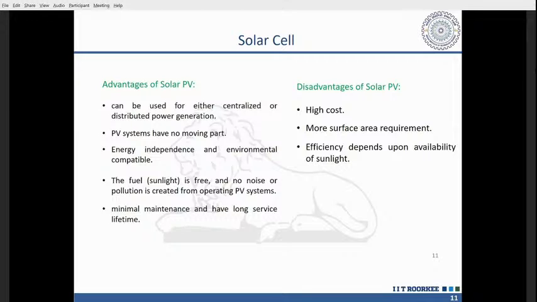It is very amazing. See, these solar panels have been installed on the rooftop at IIT Roorkee for the last 10 years. I could see this. It is installed by Tata Power. So the maintenance is almost zero, and up to 20 to 28 years these panels will work for you. And fuel, sunlight, is free for us. No noise, no pollution is created from the operating PV systems, not from the PV panels. So the disadvantage of this is high cost.